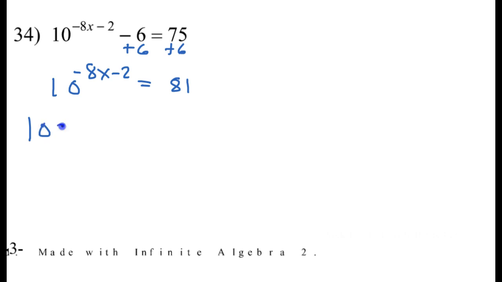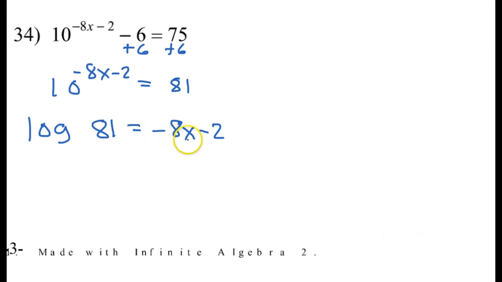If I were just blindly doing this, I would write log base 10, because I always bring the base down. And then everything else changes sides. So the 81 would come over here, and the negative 8x minus 2 would go over there. But we're not supposed to write base 10, so I'm going to erase that. All right, the 10 is understood, so I'll just write log 81.